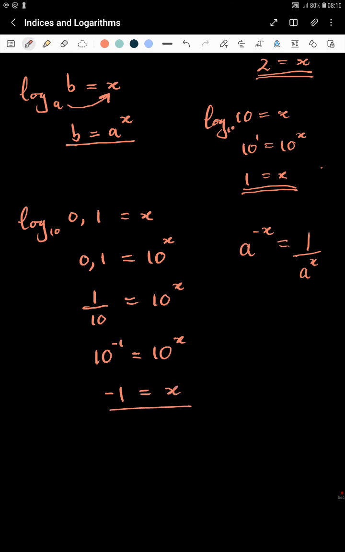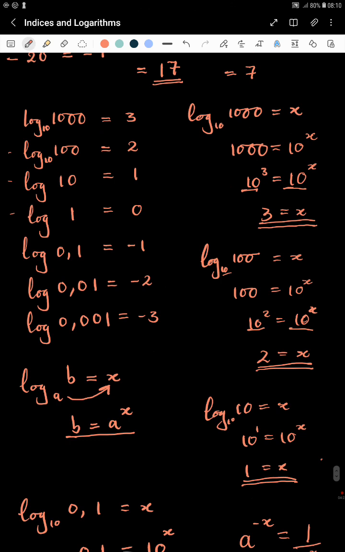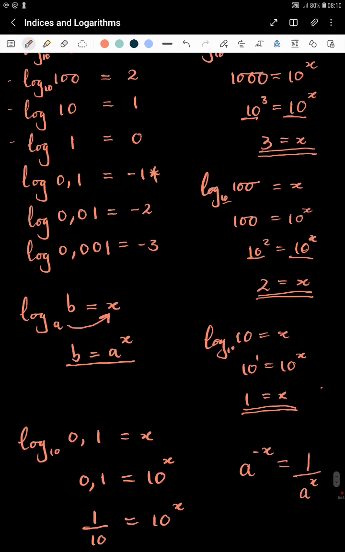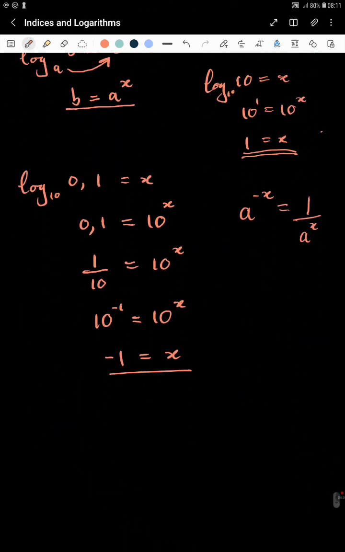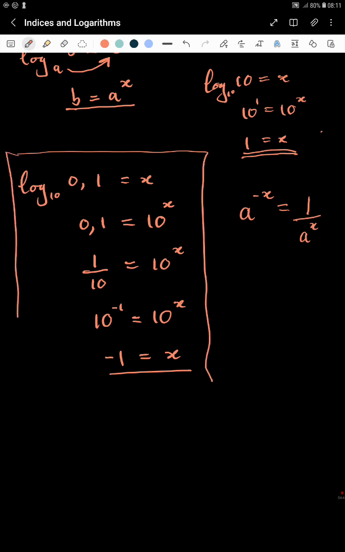And if you go to this question, you realize it's saying log to the base of 10 of 0,1 is equal to minus 1. So this is the working that I have shown here. How do you get that minus 1? You get that minus 1 this way.